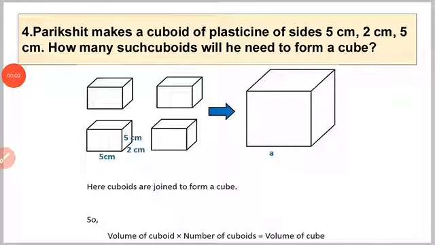Question number 4. Parikshit makes a cuboid of plasticine of sides 5 cm, 2 cm, 5 cm. How many such cuboids will he need to form a cube? So let us understand what is cuboid.